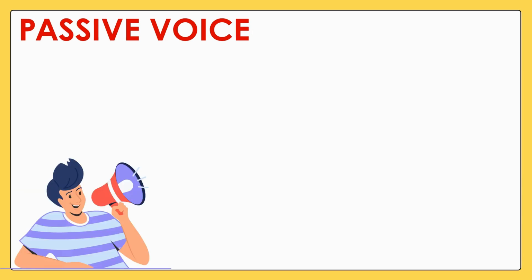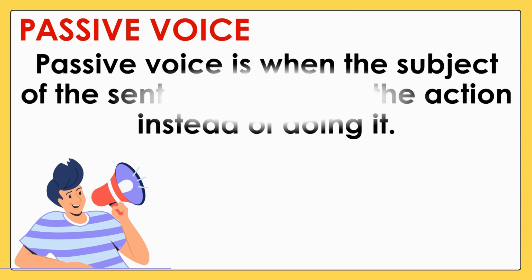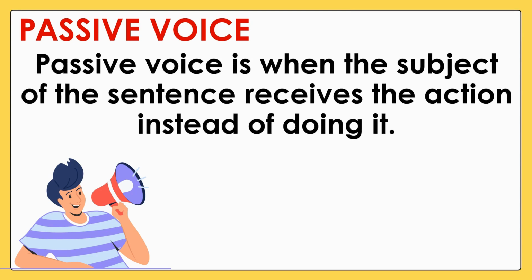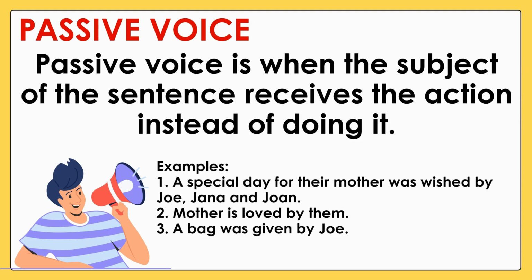Next, we have passive voice. Passive voice is when the subject of the sentence receives the action instead of doing it. Examples: a special day for their mother was wished by Joe, Jana, and Joanne. Number 2, mother is loved by them. Number 3, a bag was given by Joe.